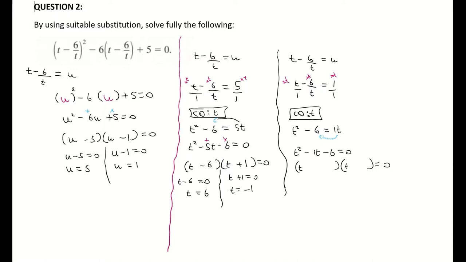And don't forget, I have my second quadratic over here on the right hand side. So two numbers that multiply to negative 6 and add to negative 1. And that is minus 3 and a plus 2. Minus 3 multiplied by 2 is minus 6. Minus 3 plus 2 is minus 1. So therefore, I have t minus 3 is equal to 0, t is equal to positive 3, and t plus 2 is equal to 0, and t is equal to negative 2.